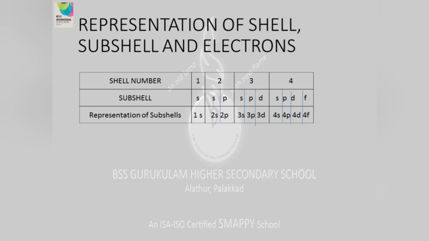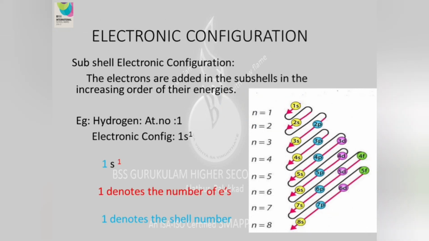Now, electronic configuration, most important in this topic. You can see a diagram given on your right that represents the different energy levels according to the increasing order of their energies. Like hydrogen, if you take atomic number 1, the configuration begins from 1s. So there is 1 electron which will get into the 1s subshell. So it will be written as 1s1. The red 1 denotes the number of electrons and the blue 1 denotes the shell number.